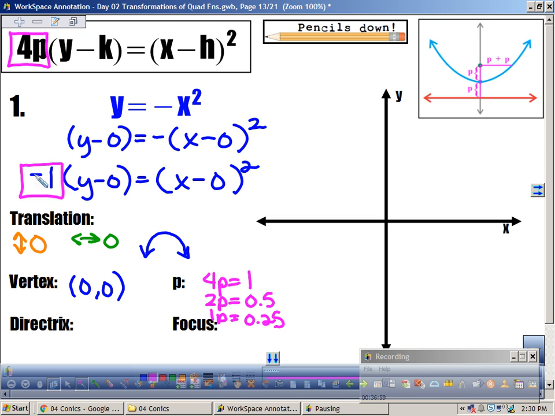Okay? All right. So if my vertex is at 0, 0, and my p, Lucas, this is really important, so I don't want you to miss it. If my p is 0.25, aren't I going to be counting by quarters? So shouldn't I make my graph look like quarters? It would make it easier to graph, right? Well, I'm going to be counting p.